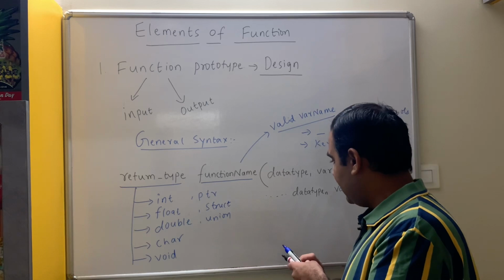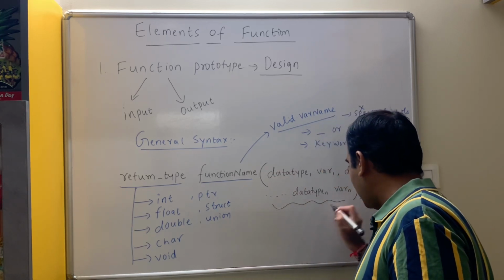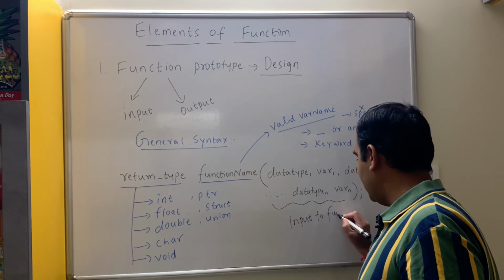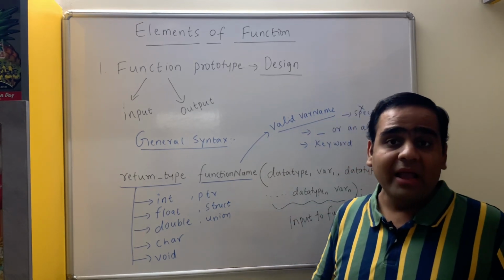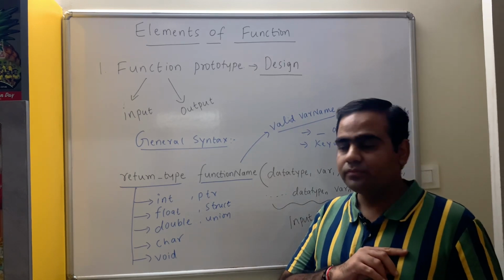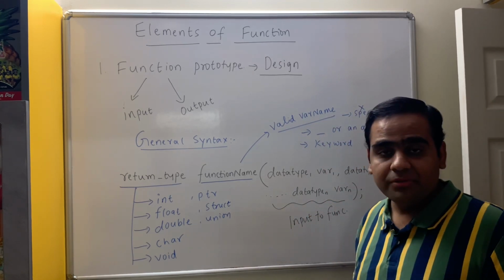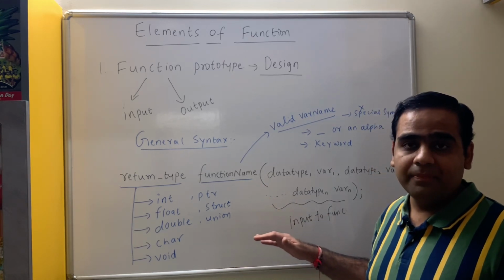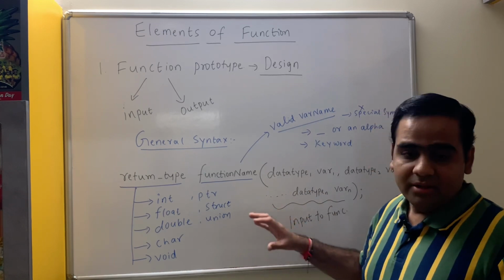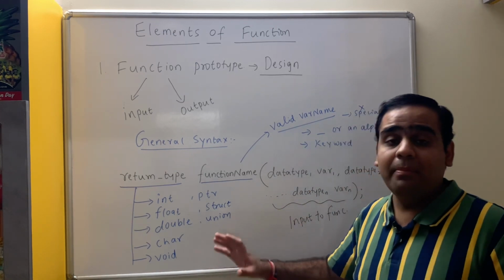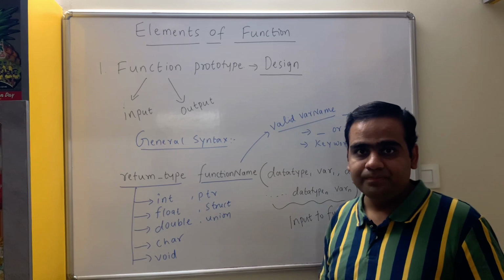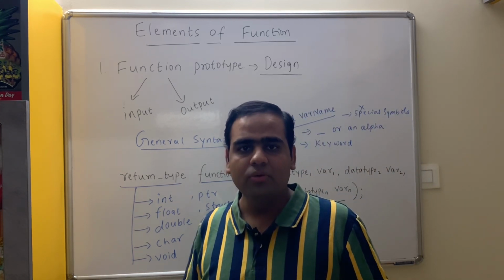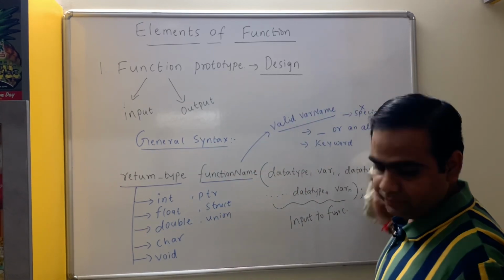Next is the data type. This we call input to the function, or I can call it the parameter list. This is the general syntax of the function prototype. Now let's try to understand this prototype in detail by taking examples. You may pause the video over here and write this function prototype.